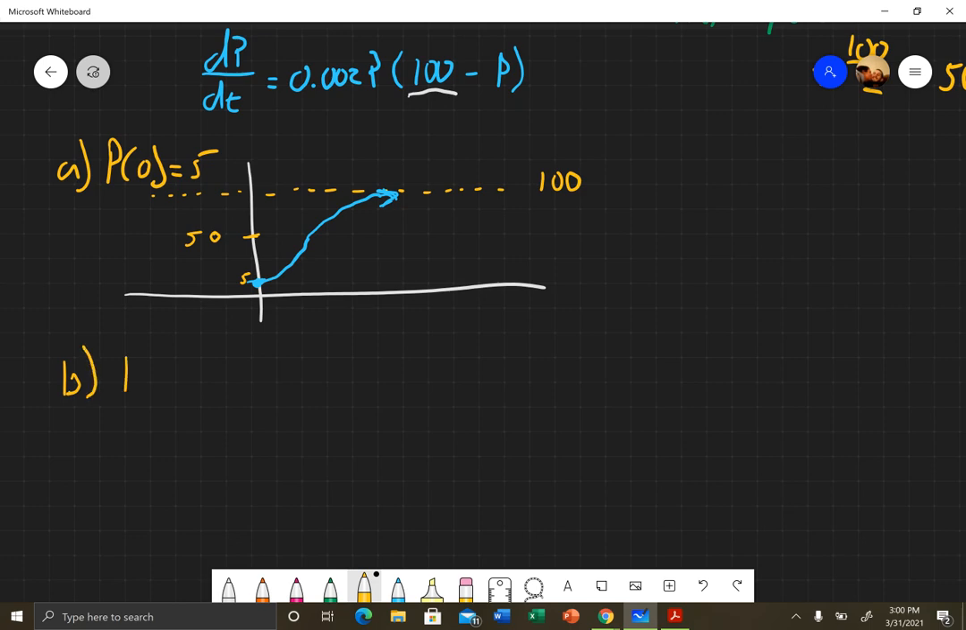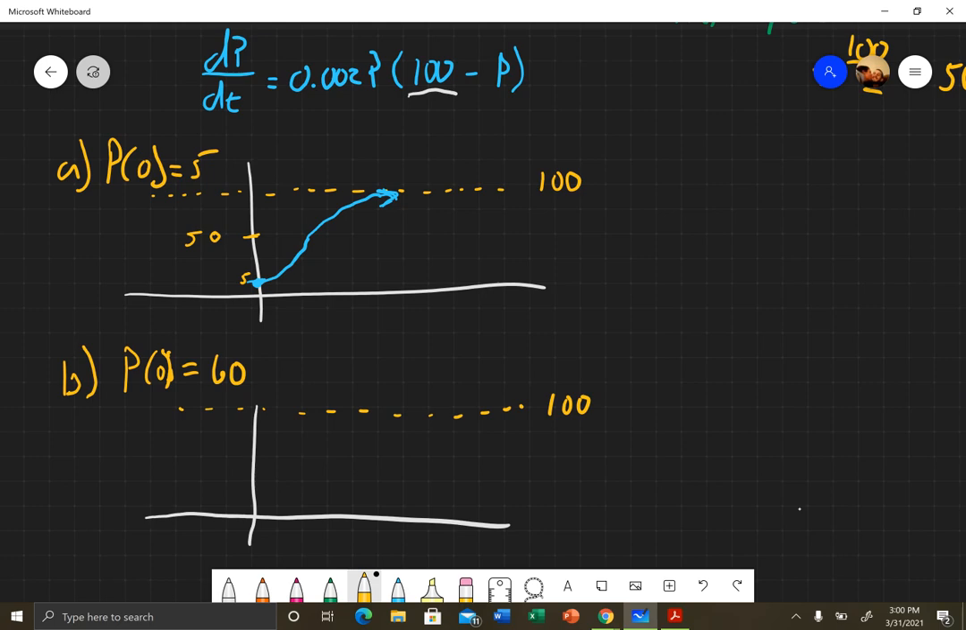Now for question B, it said that P of 0 equaled 60. Okay, so again, we're going to draw this out as best I can. Again, we've got my limit up here at the top, which is 100. I'm going to draw my halfway mark, which is 50. And now my starting value is P of 0 equals 60. So I'm going to start above that point, somewhere, let's say here. This is going to be 60.